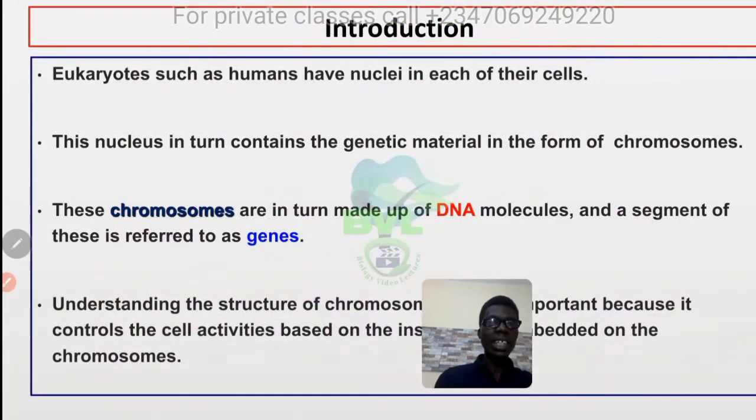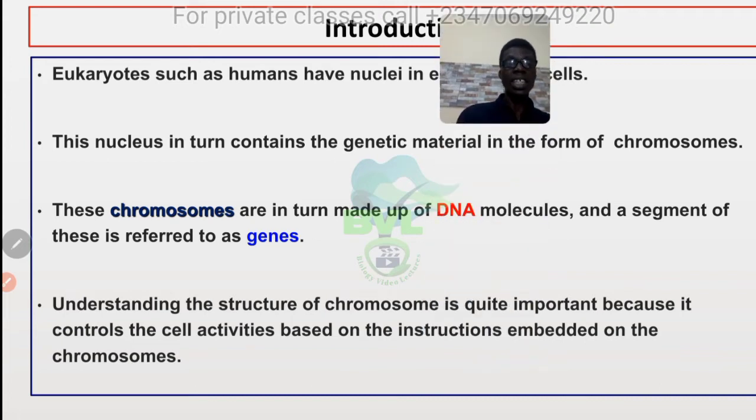Now it says here, eukaryotes such as humans have nuclei in each of their cells. This nucleus in turn contains genetic material in the form of chromosomes. The chromosomes are in turn made up of DNA molecules, and a segment of this is referred to as genes. I said that earlier on. Understanding the structure of chromosomes is quite important because it controls cell activities, based on the instructions embedded on the chromosomes. We normally say that the function of the nucleus is that it controls all activities of the cell. Good, that's correct. Now, the actual thing within this nucleus is the chromosome that contains DNA. So if we say the chromosomes or the DNA control the cell, we are still right, because these are the things found inside the nucleus, as it were.